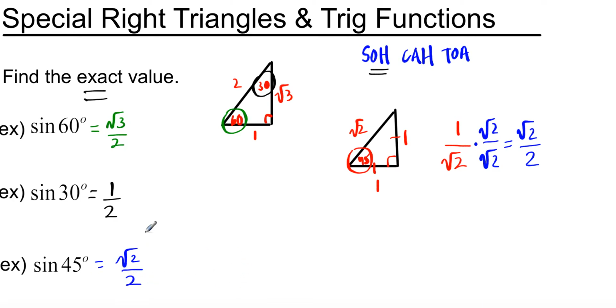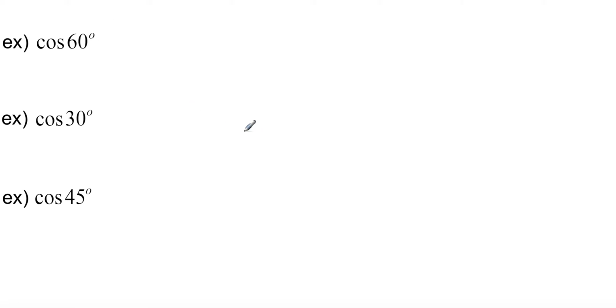Now some of you may have these values memorized for these special trig function values, but you can always just memorize these two triangles and then use your definitions. Let's do cosine. So we're going to do cosine of 60, cosine of 30, and then the cosine of 45. Let's go ahead and draw our 30-60-90 triangle again.